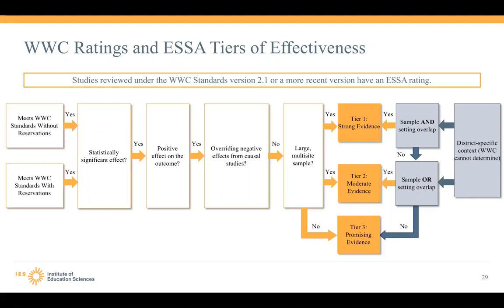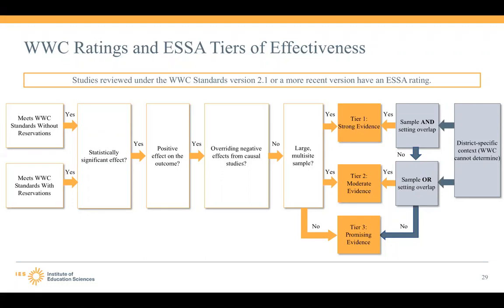The WWC has put all studies reviewed under the version of standards 2.1 or later through this filter. You will find ESSA ratings for these studies on the WWC website, and we showed you what they look like just a couple of slides ago. An important caveat is that an ESSA rating that you will find on the WWC website is an eligibility rating. That is because one step in the ESSA determination is to evaluate whether the sample and setting used in the study overlap with the population and setting of interest.